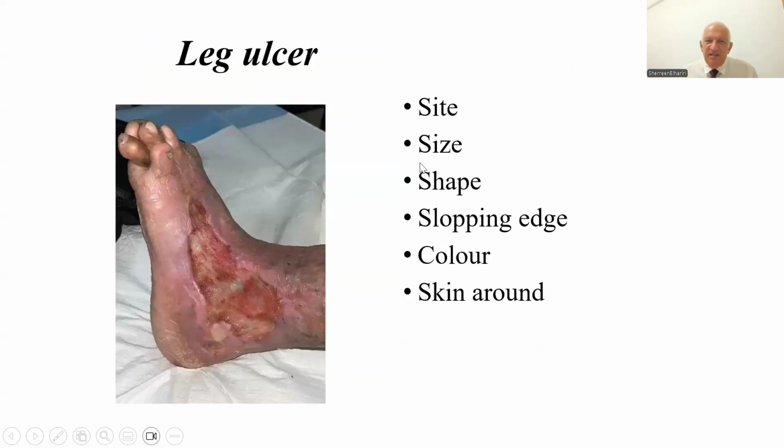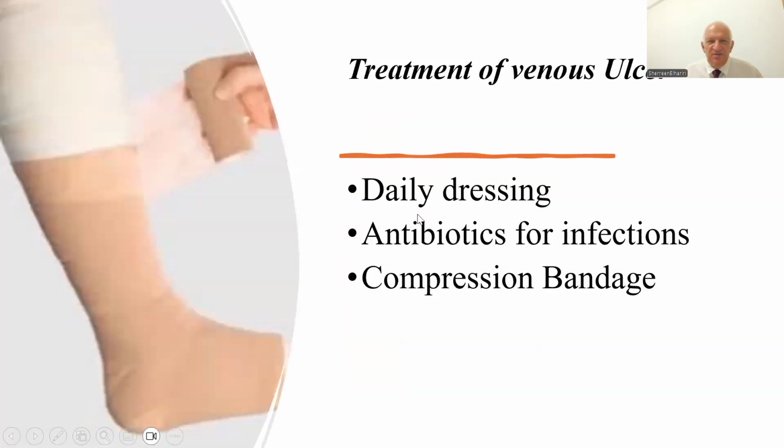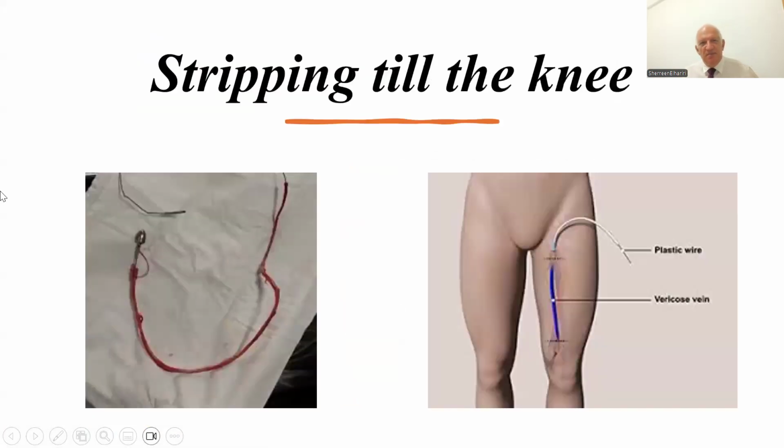If the patient has an ulcer with frequent dressing, we use what is called a 4-layer bandage. The first layer must be non-adherent. The same applies for lipodermatosclerosis. Usually in black races, varicose veins may not be apparent or easy to see. So just daily dressing, antibiotics when infected, and compression bandage.